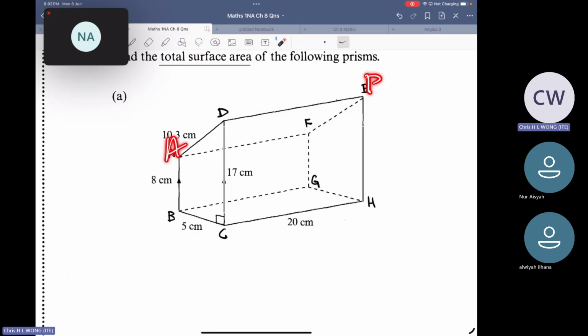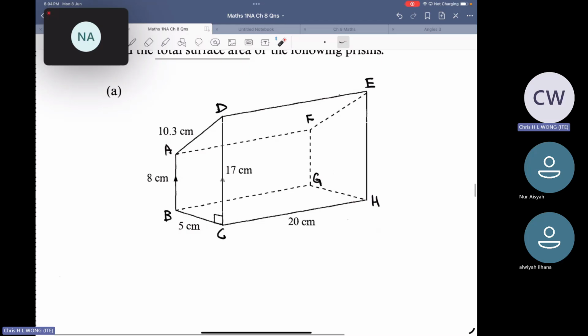A, B, C, D, E, F, G, H were all over the place, right? When you name your figure all over the place, your marker will try to find where A, B are. He will have problem trying to find out where your A, B, C, D are. So try to name it according to the direction. Let us start. When I do, you realize what I mean.